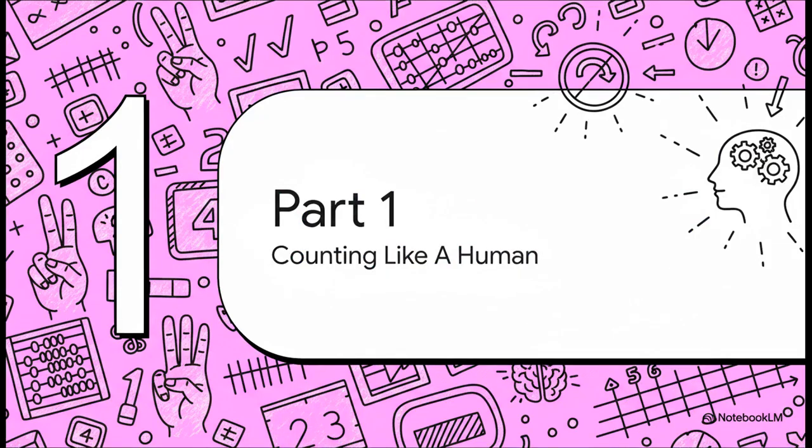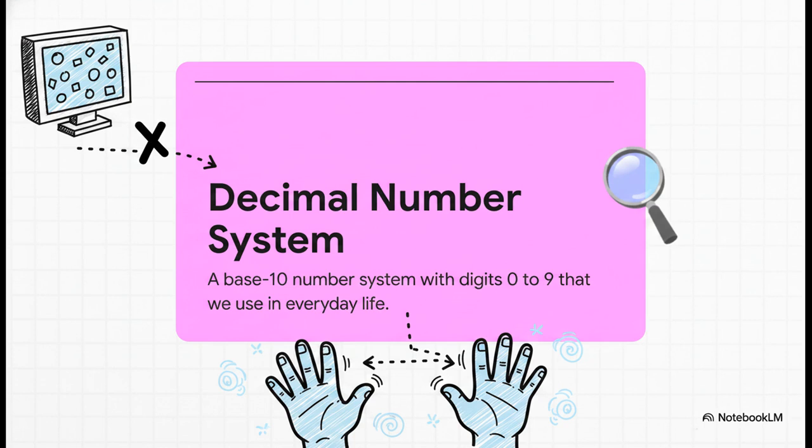All right, so let's kick things off with part one, counting like a human. You see, the math we use every single day is called the decimal number system. Some folks call it base 10. We use the digits 0 through 9. Now, why do we use base 10? Well, just look at your hands. We humans have 10 fingers to count on, right? So it makes perfect sense for us.